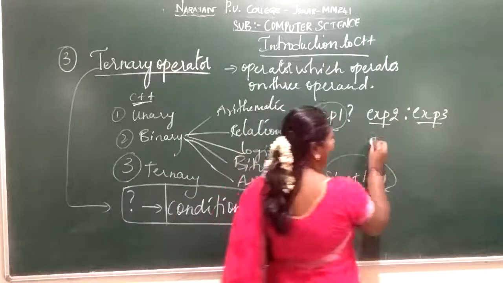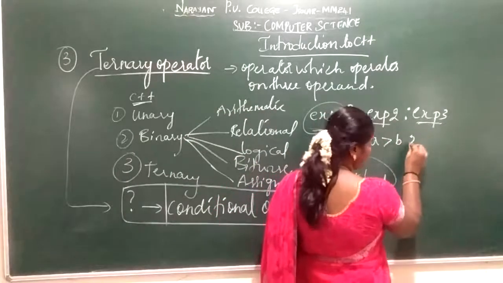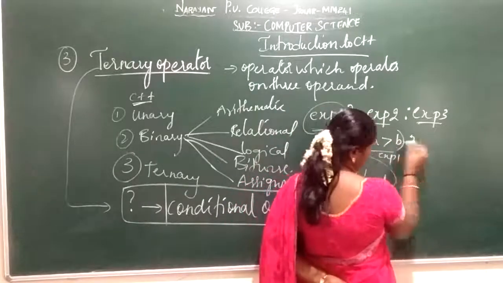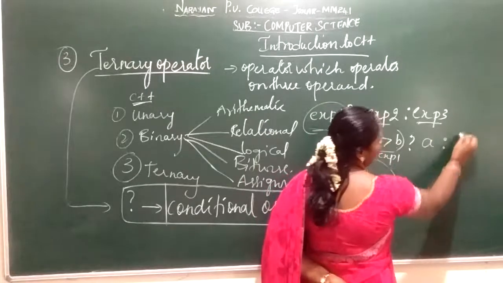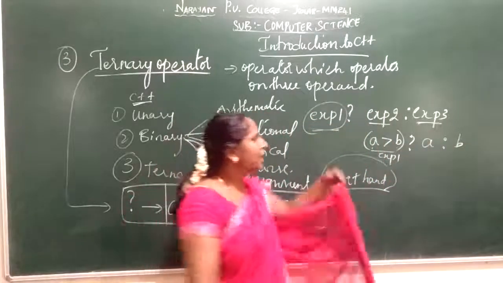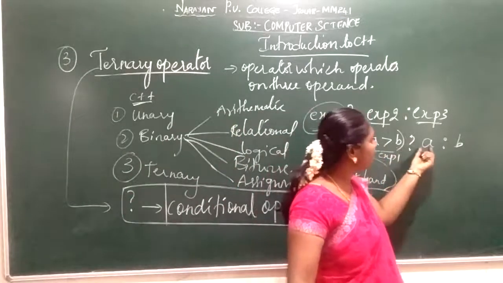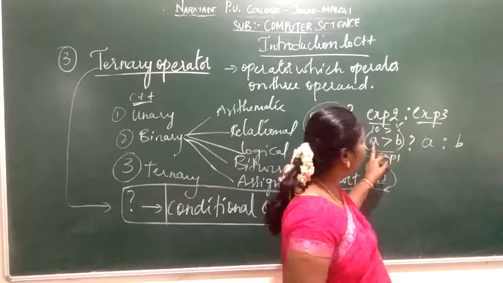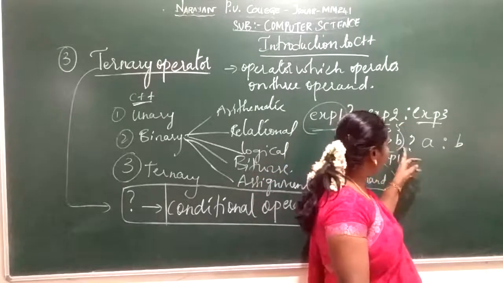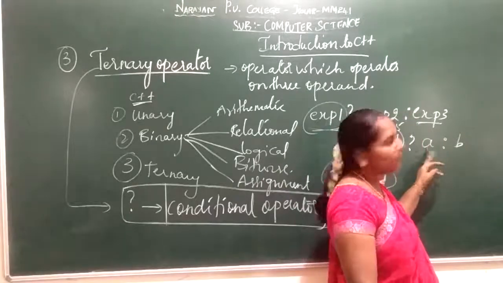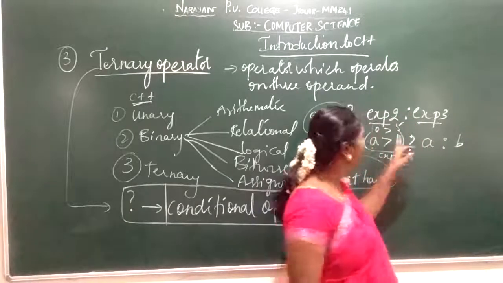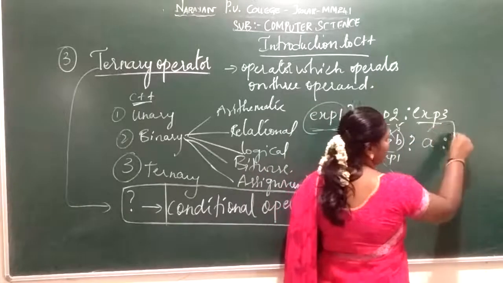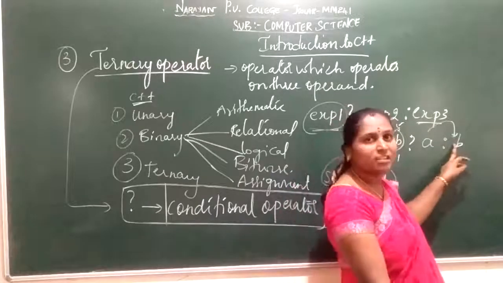For example, I want to check whether A is greater than B. This is my expression 1. If A is greater than B, it is going to display A, otherwise it is going to display B. For example, A is 10 and B is 5. Since 10 is greater than 5, it is going to execute expression 2. Suppose A is 0 and B is 5; A is not greater than 5, so this condition fails, and it displays B. This is one example.